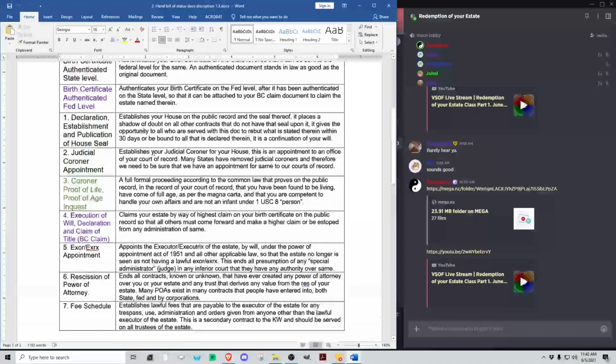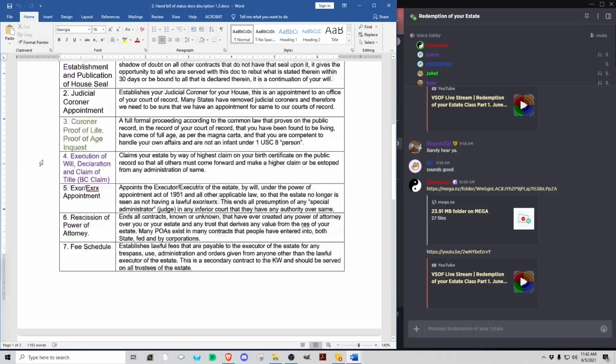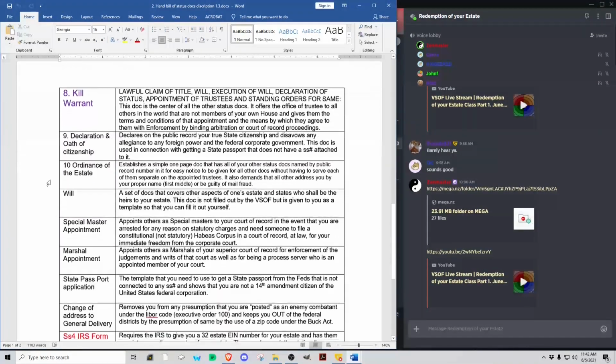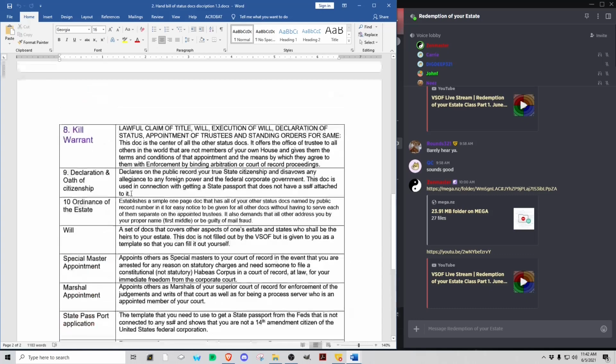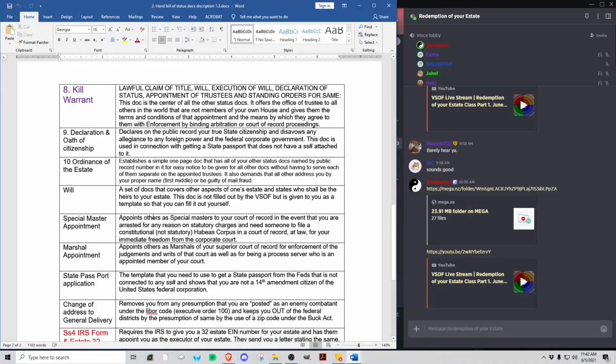And then the last one is the Ordinance of the Estate, which is basically just a one-page document. What it does is it takes all of the rest of the status docs and puts their public record numbers in order onto this document and says, look, you're now having notice of all of the rest of the status docs. I won't go through the rest of the bottom of that stuff. This is all stuff that is, again, specific to your situation, like the will and the special master appointment and marshal appointment. These two get done if you have a court case that you've got to do.